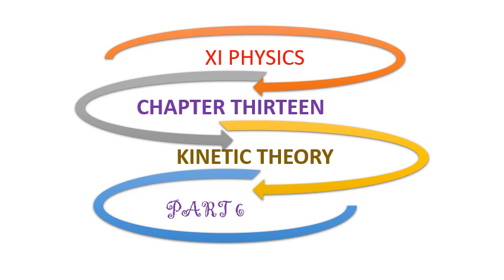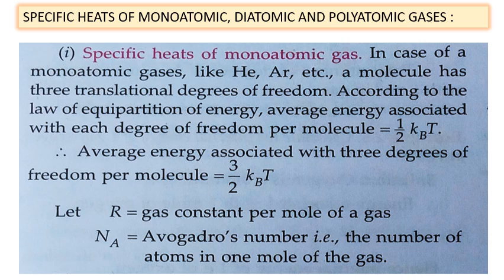Welcome to the sixth part of kinetic theory. In this part, you will learn about specific heats and Dulong and Petit's law. Specific heats of monoatomic, diatomic and polyatomic gases. Let's calculate for monoatomic gas first.